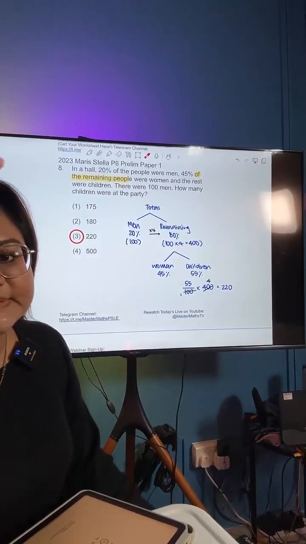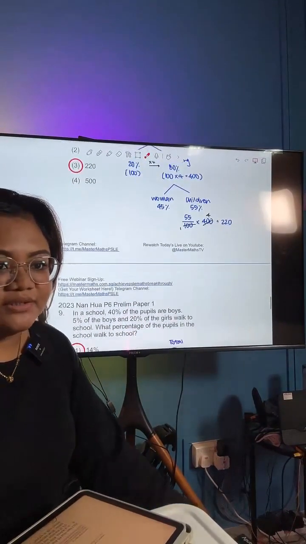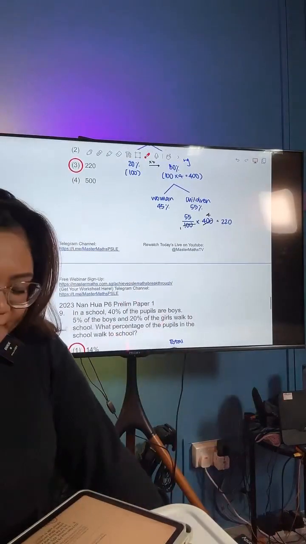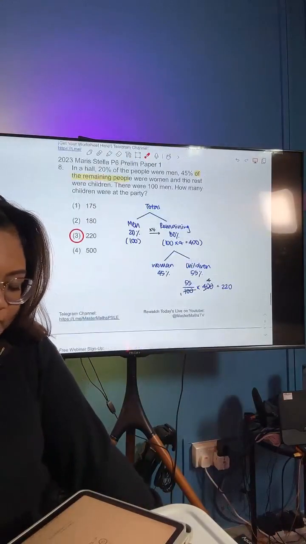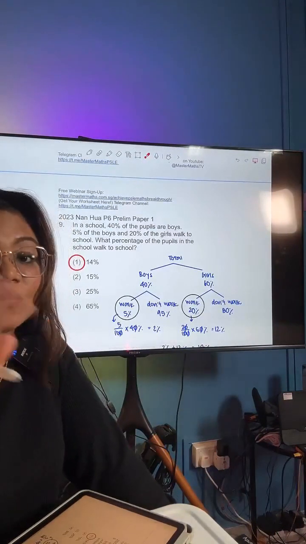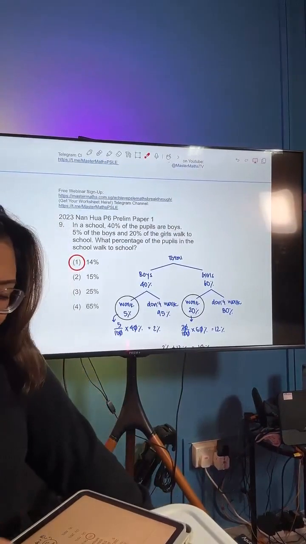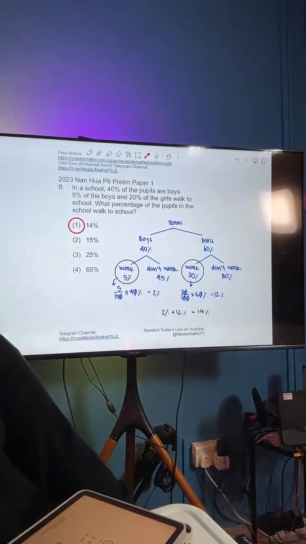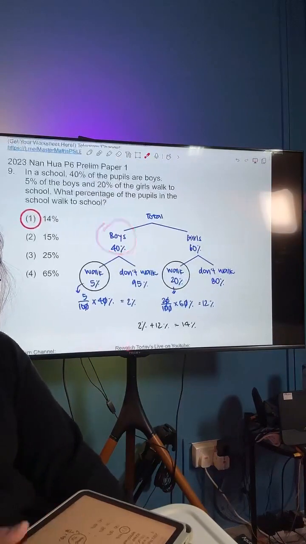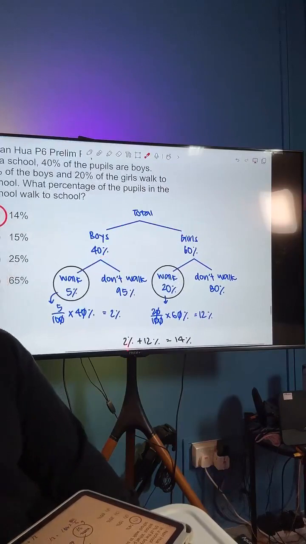Alright, next. Question number 9. I was at number 8, let's move on to 9. I will repeat number 6 and then 1 and 5 again. Question number 9. In a school, 40% of the pupils are boys. If 40% are boys, the balance 60% must be girls.